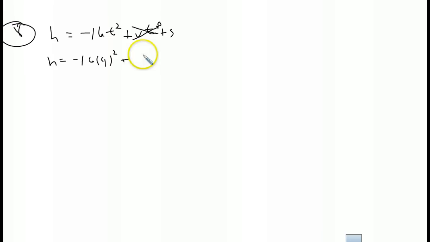S is your initial height. We know we're dropping it from a 400-foot building. Plug in 4, so h equals negative 256 plus 400. So after 4 seconds, this paintbrush is still going to be 144 feet from the ground. There's part A.